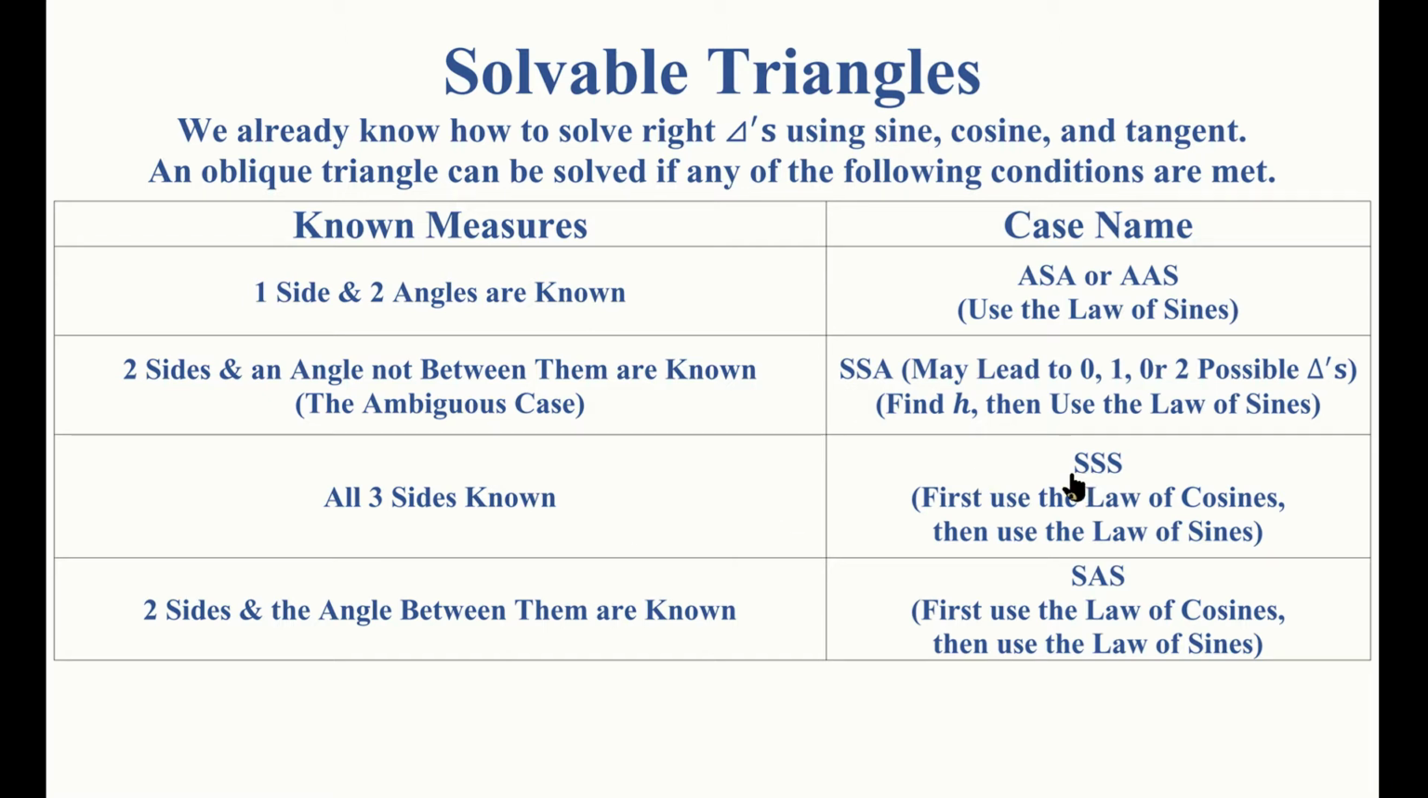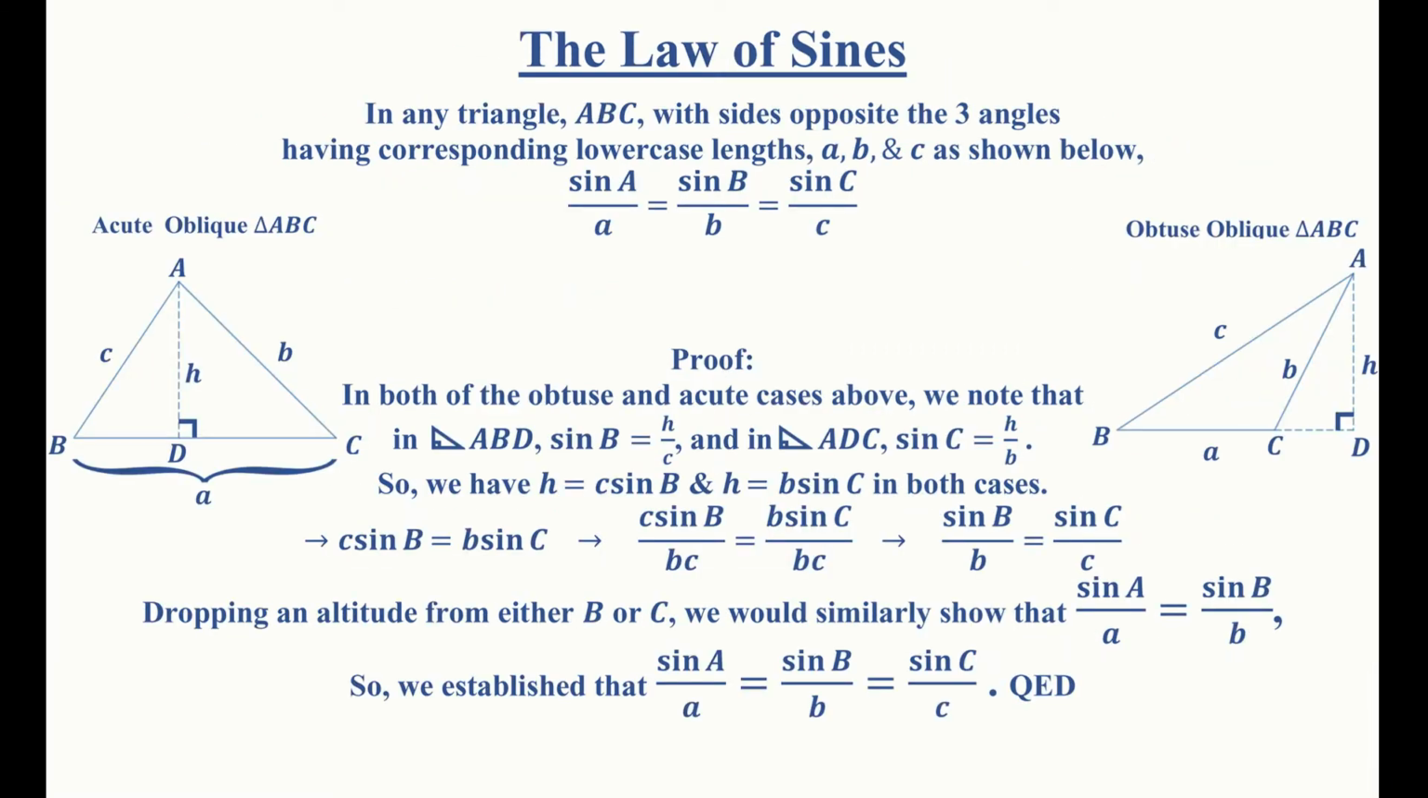The next case is SSS. That's when we know all three sides of the triangle. For these, we will need the next law, which we'll study in the next video, the law of cosines, first. Then we can use the law of sines, which we learned in this video, to finish it off. The exact same situation is true for SAS. That's when we know two sides and the angle between them. For those, we're also going to need the law of cosines first, which we'll learn in the next video, and then we'll use the law of sines to finish it off. All right, let's go ahead and formally introduce the law of sines.